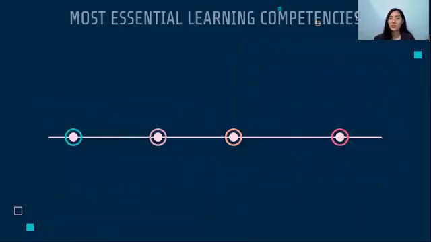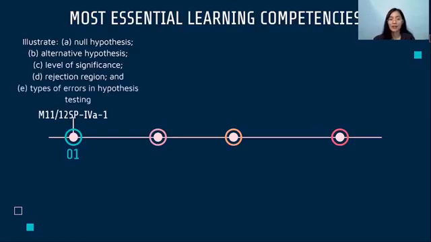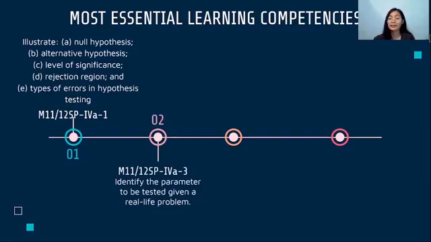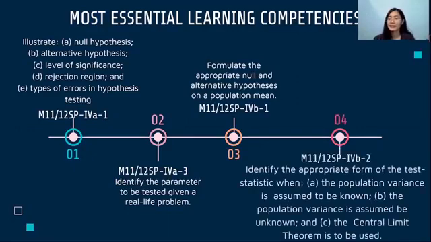And for our most essential learning competencies, at the end of this teleradio session, you are expected to: number 1, illustrate null hypothesis, alternative hypothesis, level of significance, rejection region, and types of errors in hypothesis testing. For number 2, identify the parameter to be tested given a real-life problem. 3, formulate the appropriate null and alternative hypothesis on a population mean. Lastly, identify the appropriate form of test statistic when the population variance is assumed to be known, the population variance is assumed to be unknown, and the central limit theorem is to be used.